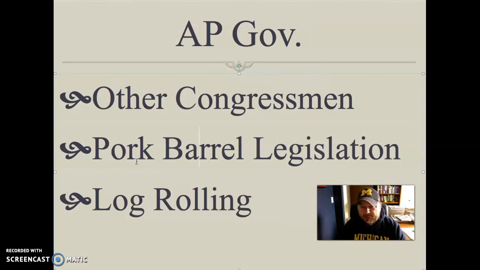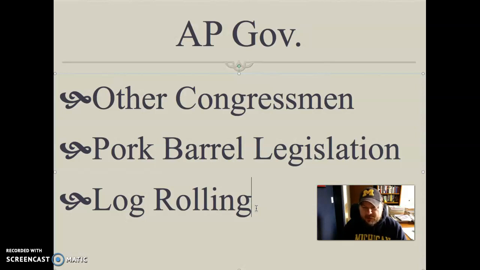So the idea of pork barrel legislation is having a congressman bring something back to their district or their state that's going to benefit them in a positive way. So oftentimes they will stick something in, the idea of pork barrel legislation, in order to entice certain congressmen to vote in favor.